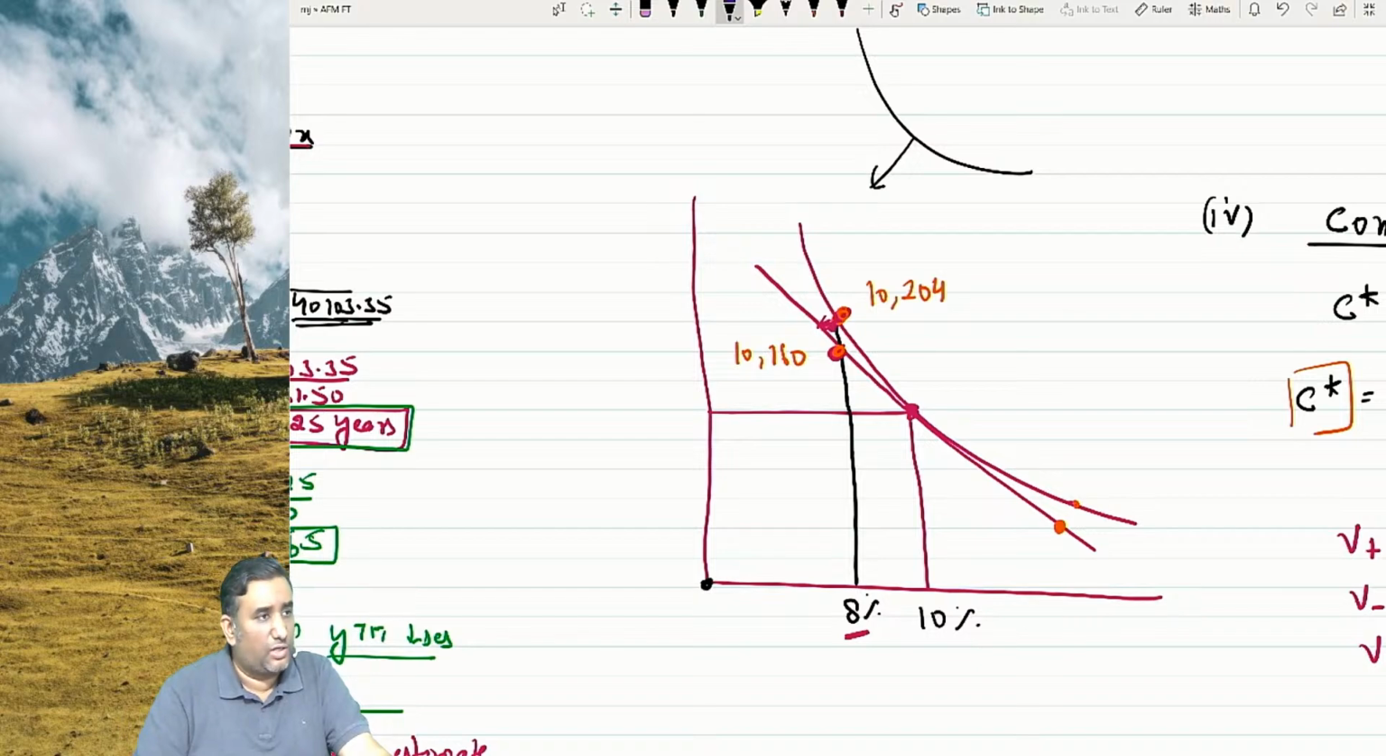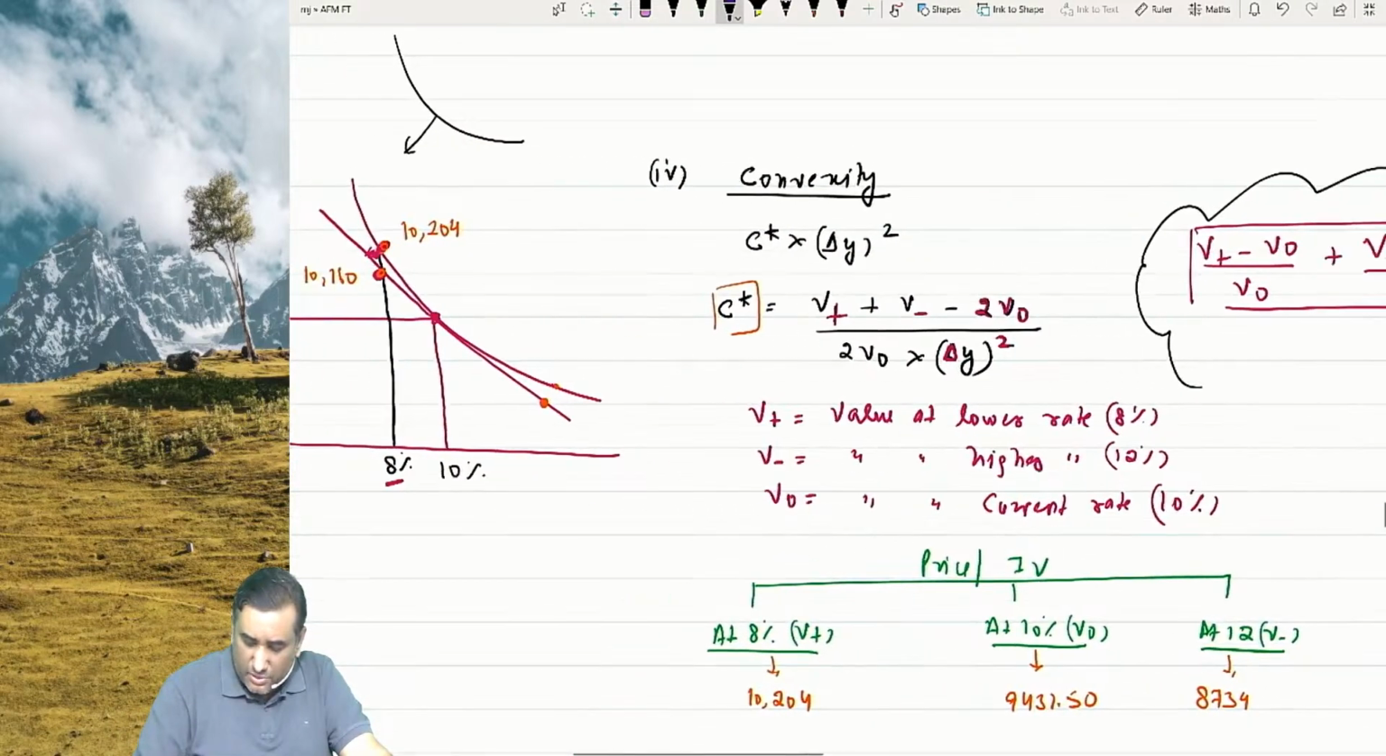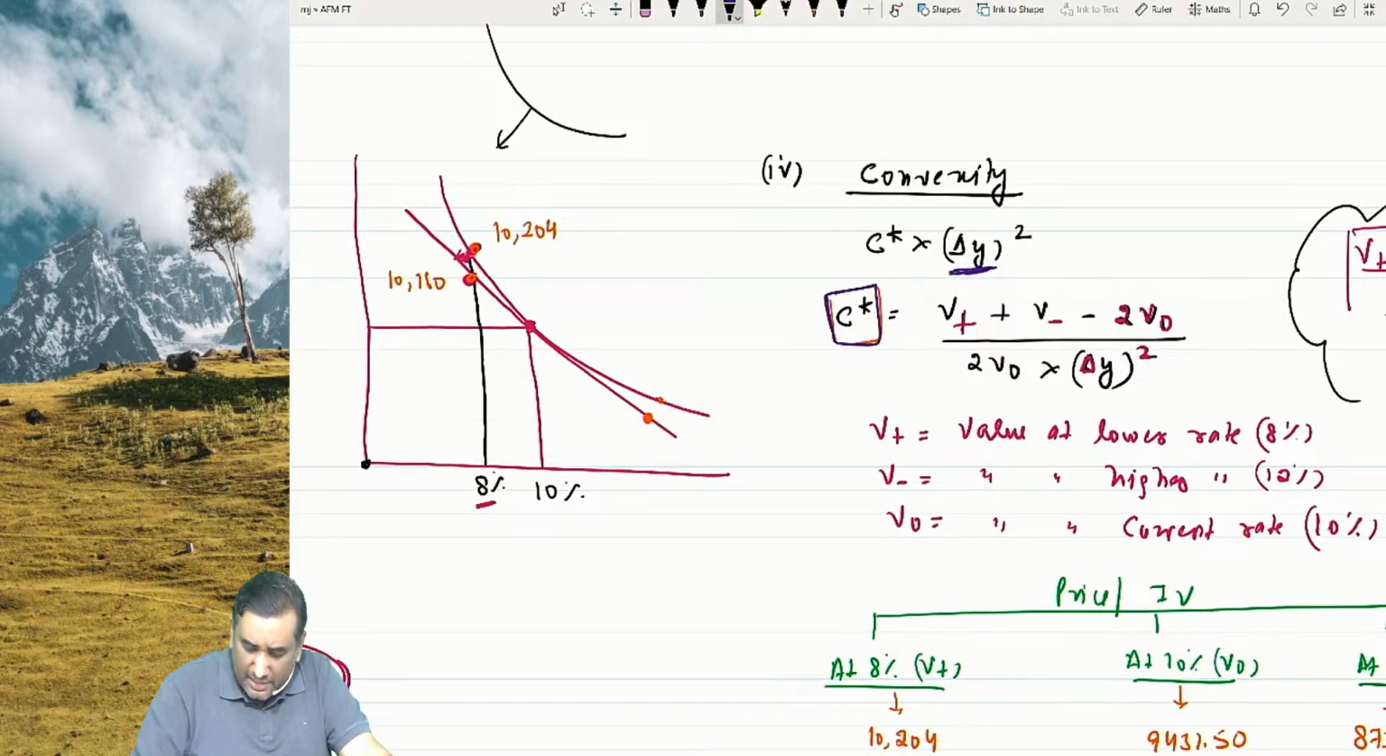Now convexity. The function he has given is a calculus function, the derivative of second order: C star into change in yield rate to the power 2, twice. The change in yield rate is 2%. This C star is V plus; they have used this symbol. I could have used P2, P1, P0 instead of V plus, but I have used exactly the same.